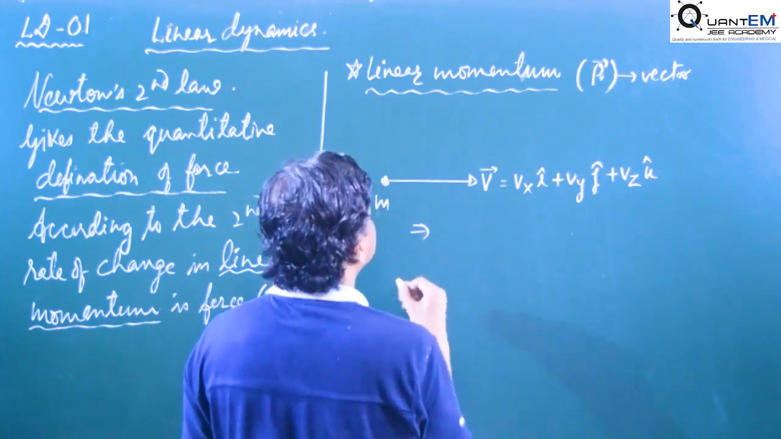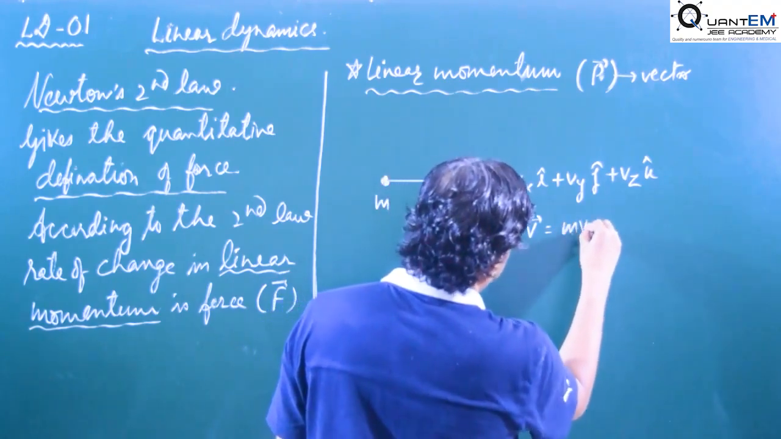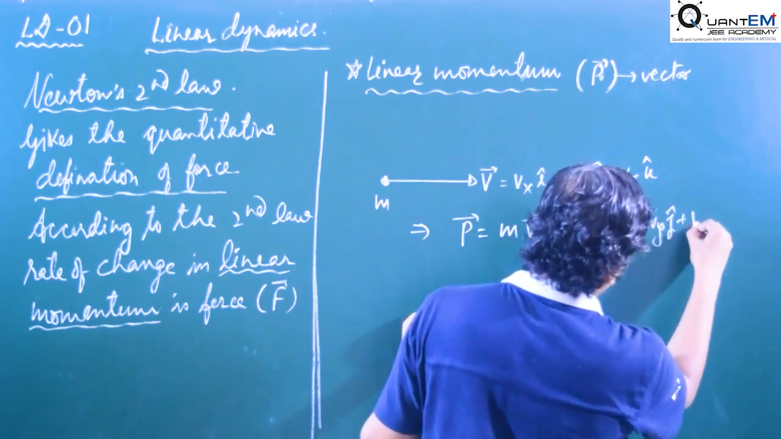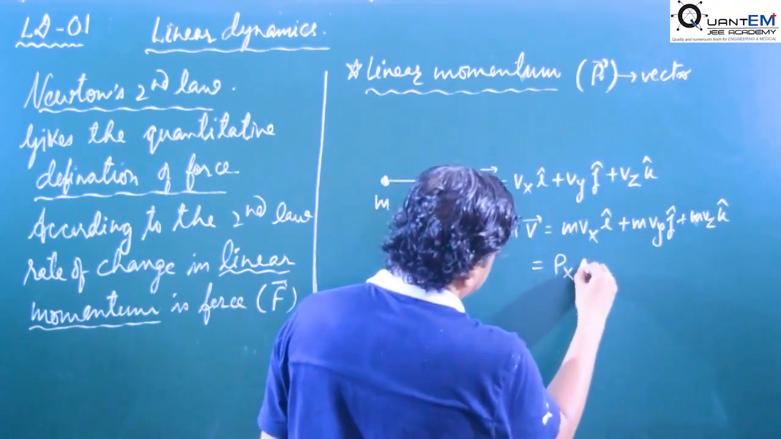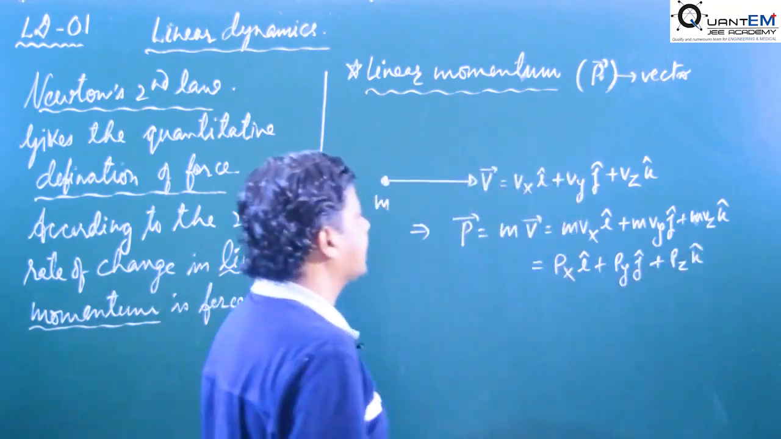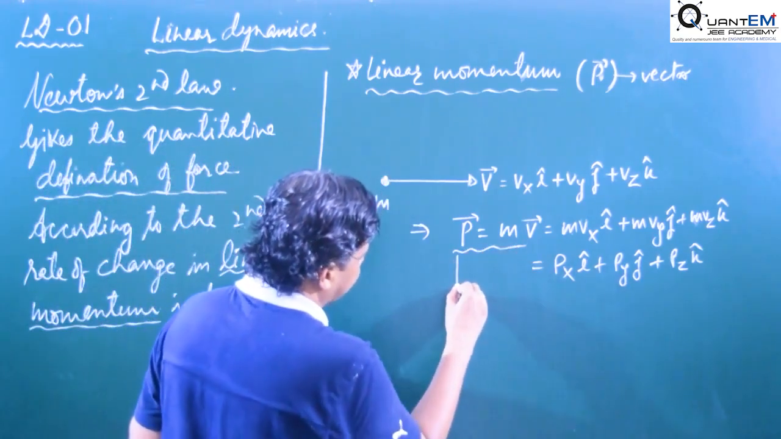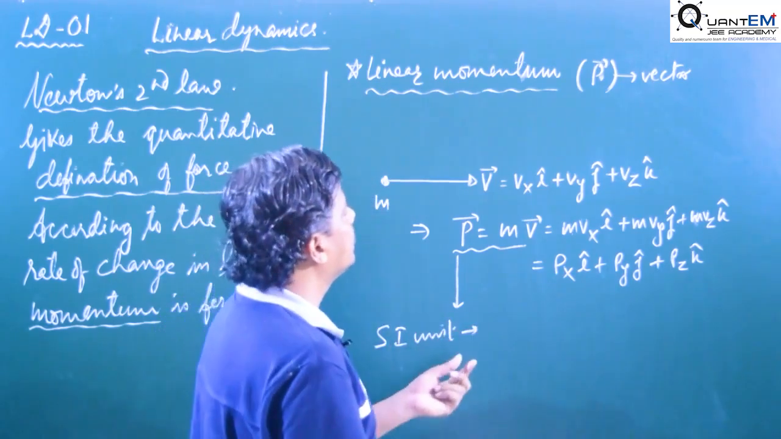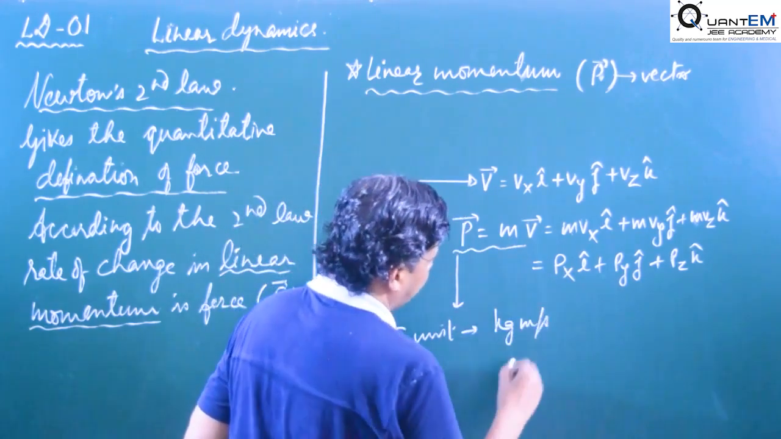So it implies that the momentum of particle is mass into velocity. It is mvx i cap, mvy j cap, and plus mvz k cap, that is px i cap plus py j cap and plus pz k cap. Okay. So see, what is the SI unit? It is mass into velocity. So mass is kg, meter per second.